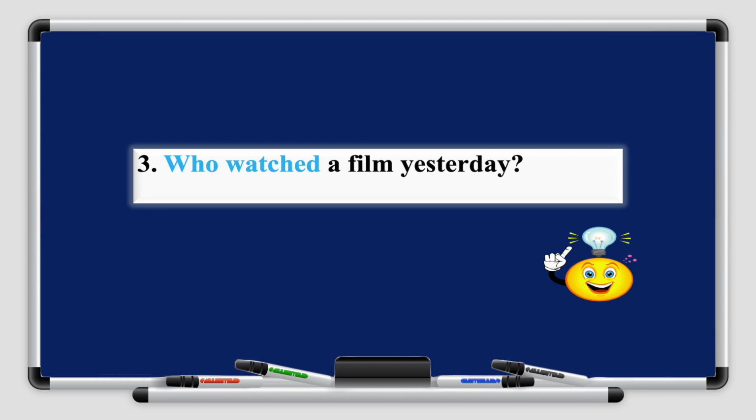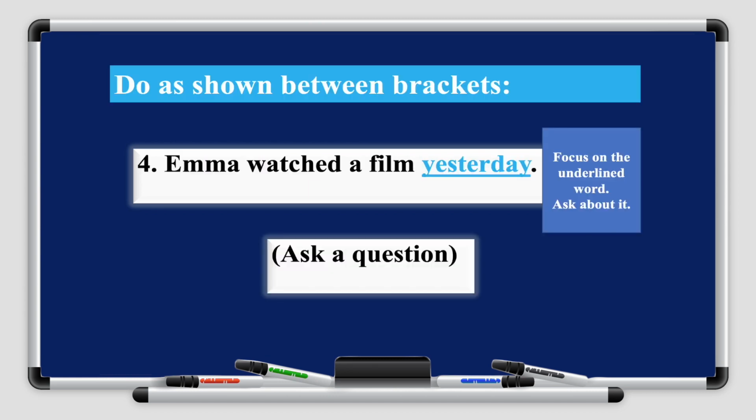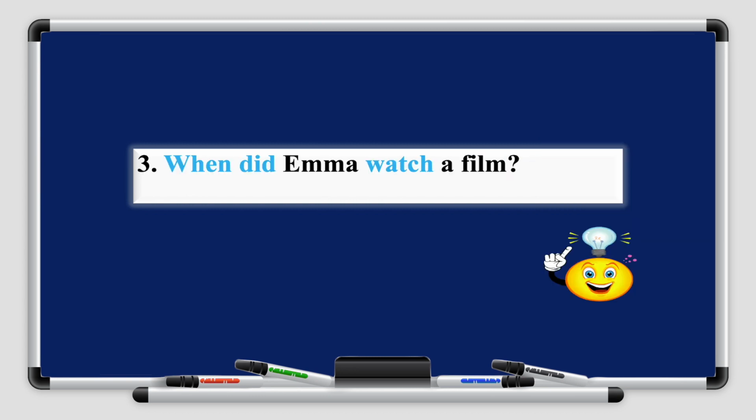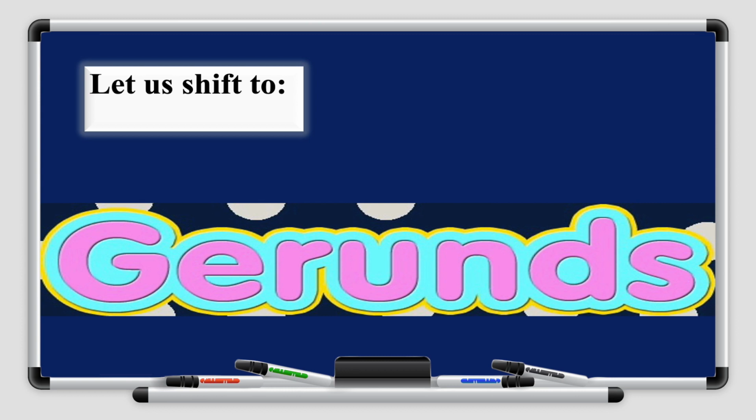Emma watched a film yesterday. Again, we're focusing on the underlined word. The underlined word here is yesterday, so it's a timing. So we're going to use when. When did Emma watch the film? Again, the verb here is in its root form. Watch. Let us shift to gerunds.